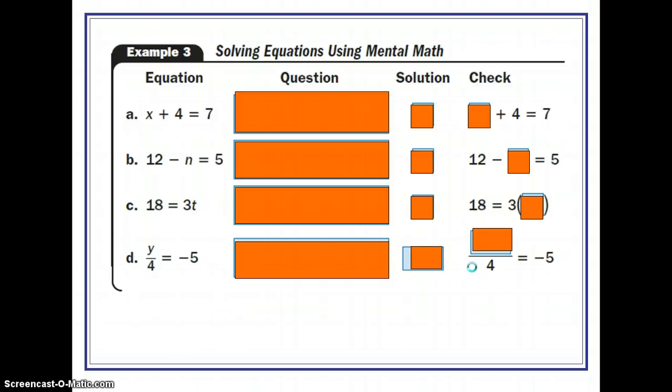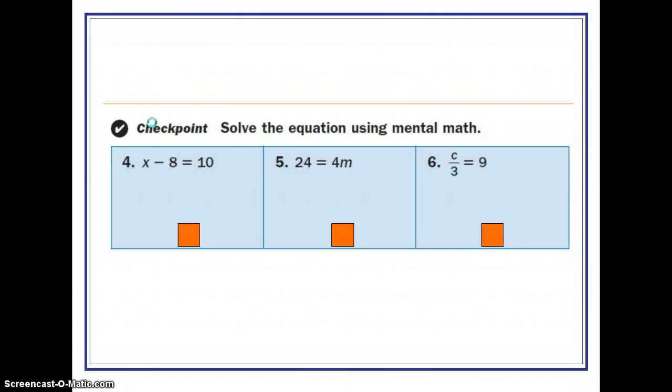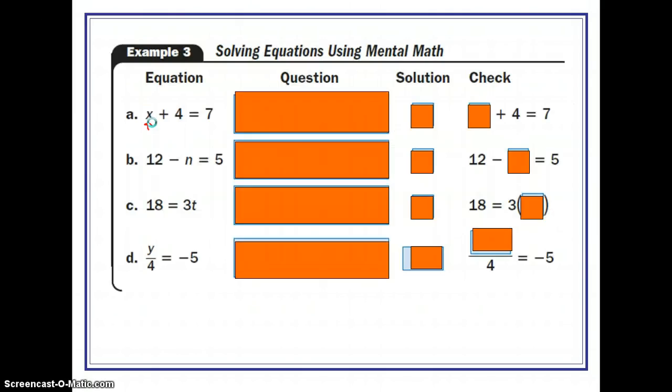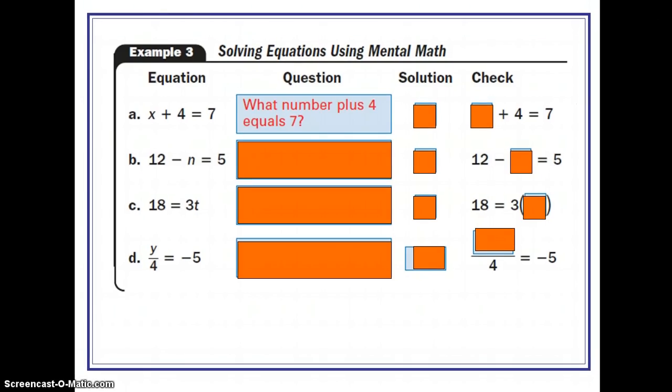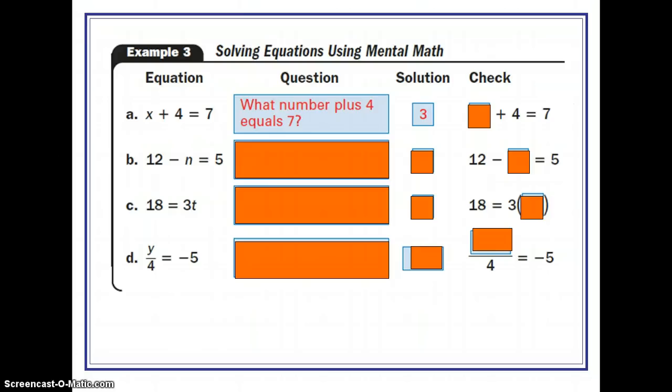Example 3, solving equations using mental math. x plus 4 equals 7. You want to say to yourself, what number? So when you see this variable, you say to yourself, what number plus 4 equals 7? Well, think about it. What number plus 4 equals 7? The solution is 3, because, and you can check, 3 plus 4 equals 7.